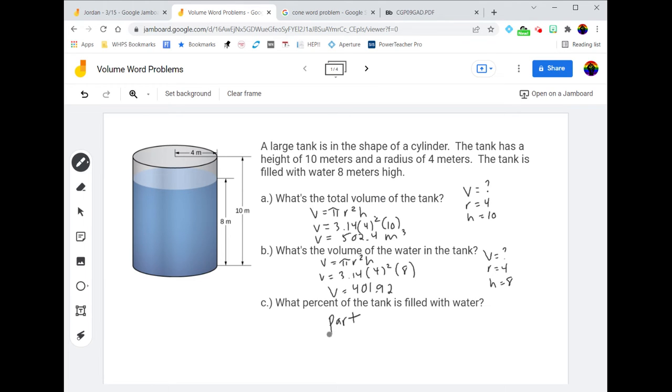If I look at what percent of the tank is filled with water, I need to do the part divided by the whole times 100 to get the percent. The part that's filled with water is 401.92. The whole is 502.4. If I divide those and multiply by 100, I get that 80% of the tank is filled with water.